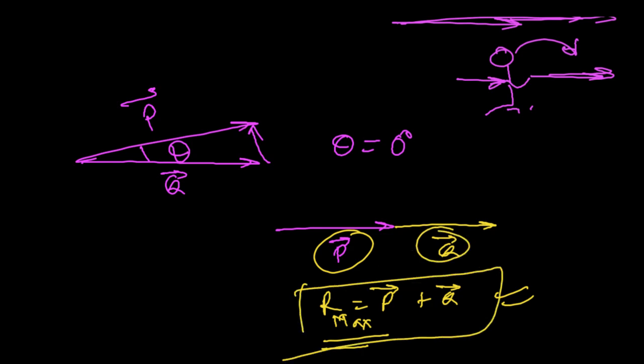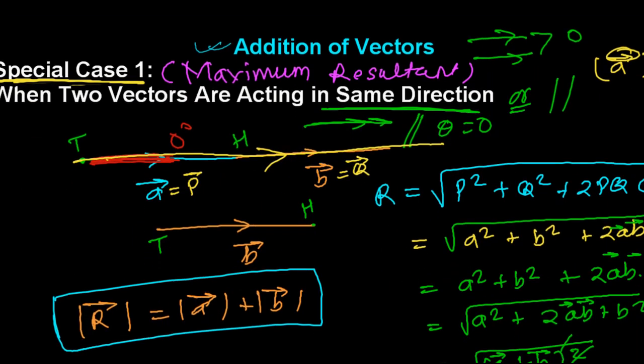In this video I want to sum up in two lines. If two vectors are acting in the same direction, the resultant will be maximum, and we simply add the magnitudes of both vectors as the resultant's magnitude. The direction will be the same as the direction of the first or second vector. In the next video we'll talk about the case of minimum resultant.